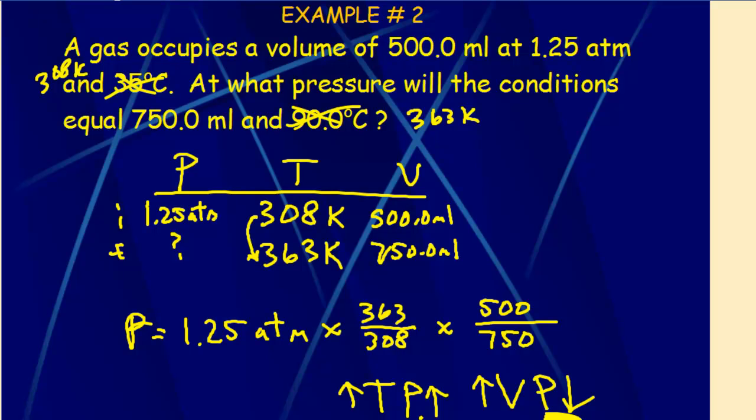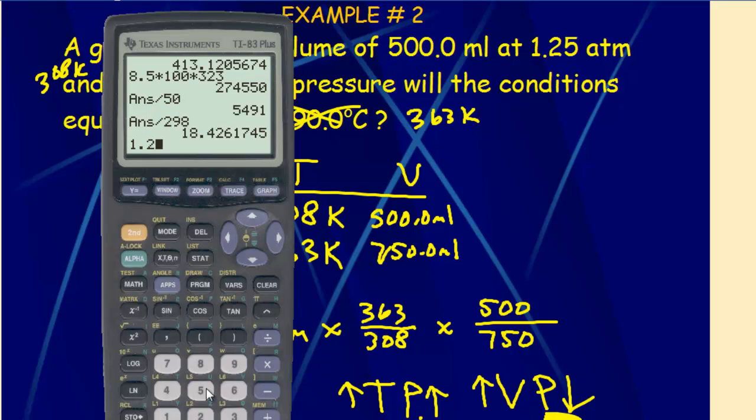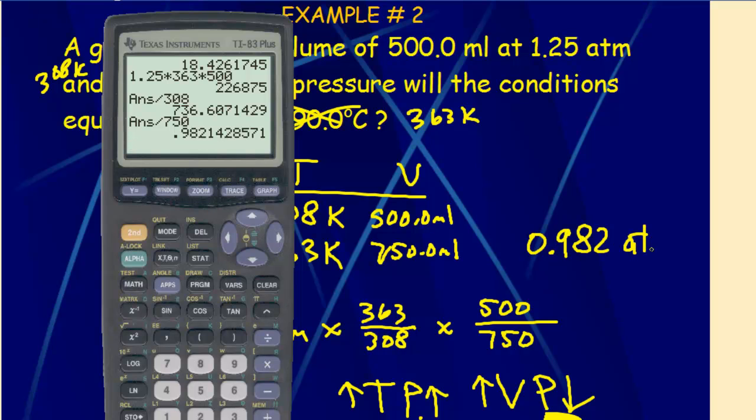So the temperature is going to make it go up. The change in volume is going to make it go down. One of them is going to win. We'll be able to tell by doing our answer. So 1.25 times 363 times 500 divided by 308 divided by 750. So the correct answer is 0.982 atmospheres for the pressure.